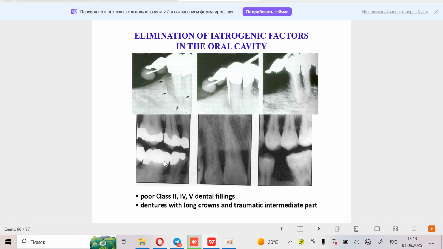Elimination of iatrogenic factors in the oral cavity. During the elimination of iatrogenic factors, you need to detect poor class 2, class 4, and class 5 dental fillings with bad contact points, and dentures with a long crown and a traumatic intermediate part.